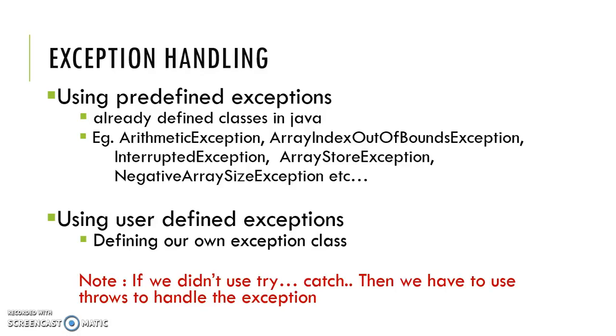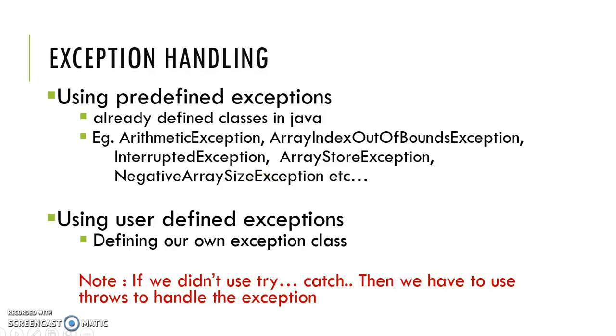So as far as exception handling is concerned, we have two types of exception handling. One is handling predefined exceptions. Another one is creating user-defined exceptions. Using predefined exceptions means using already defined classes which are present in Java. For example, ArithmeticException class, ArrayIndexOutOfBoundsException class, InterruptedException class, ArrayStoreException class, and NegativeArraySizeException class.